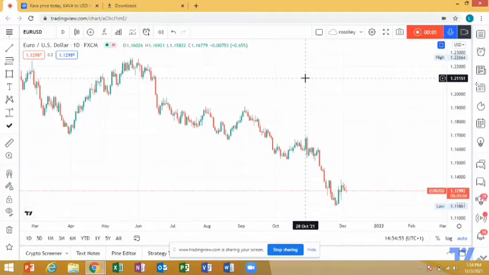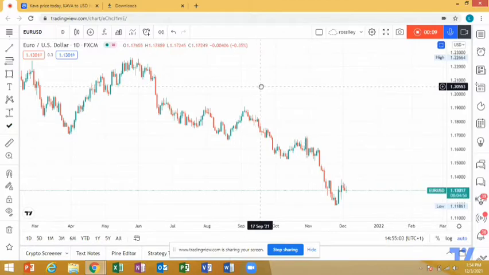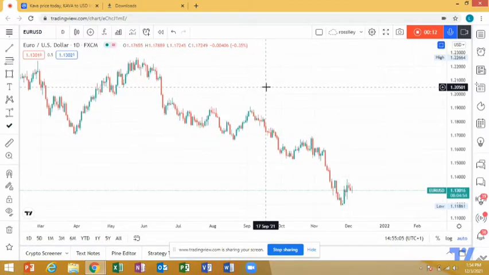Okay, guys. So now you have a naked chart, a plain chart without any drawing. This is a EUR/USD daily time frame chart. I want to show you a good example of the impulse and correction move. So, like I said, what's an impulse and correction move in the forex market?